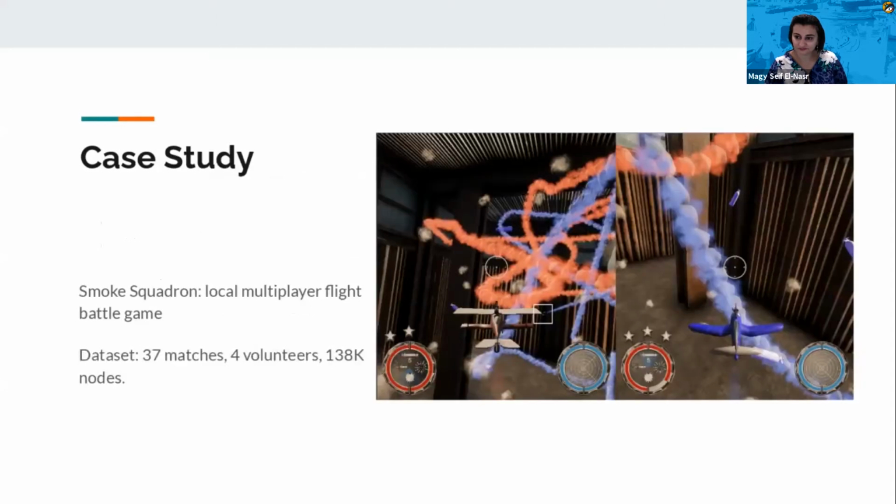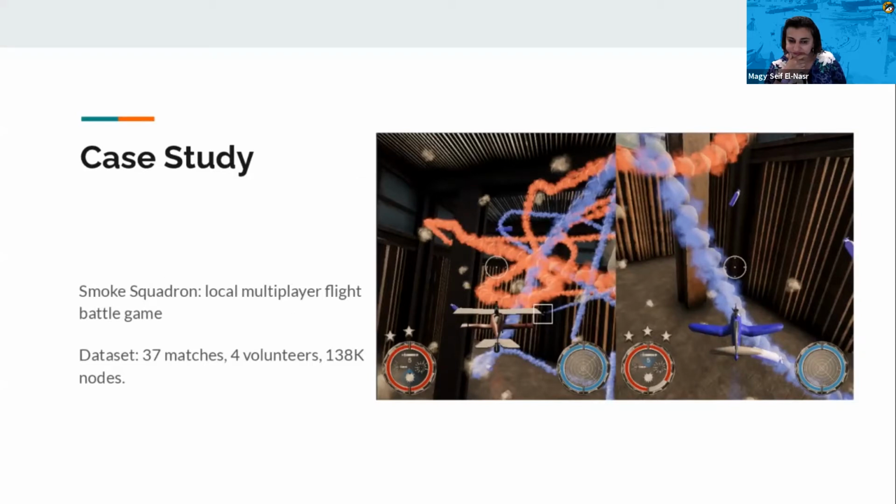We prepare an experiment to assess the effectiveness and validity of our approach. As case study, we have captured game sessions for Smoke Squadron, a local multiplayer flight battle game which is still in development. In this game, two players control small remote airplanes and battle with machine guns, 3 different missiles, and a solid smoke trail that kills at touch, creating obstacles in a drone-like fashion.